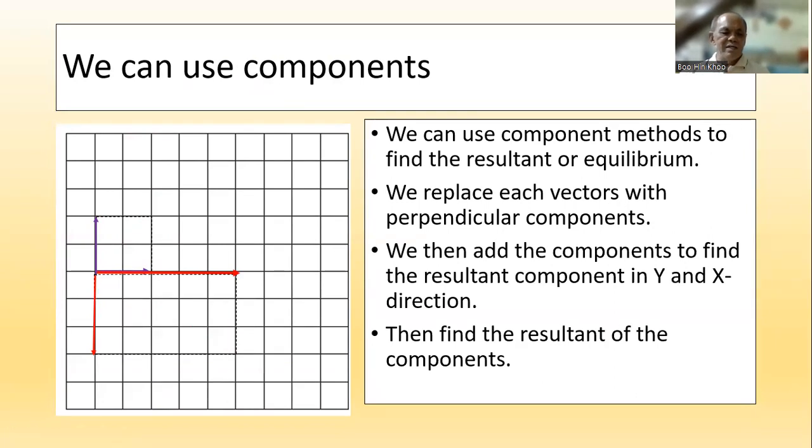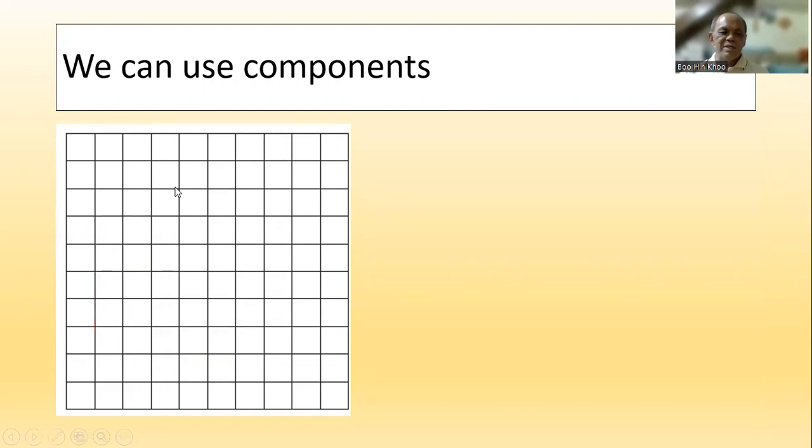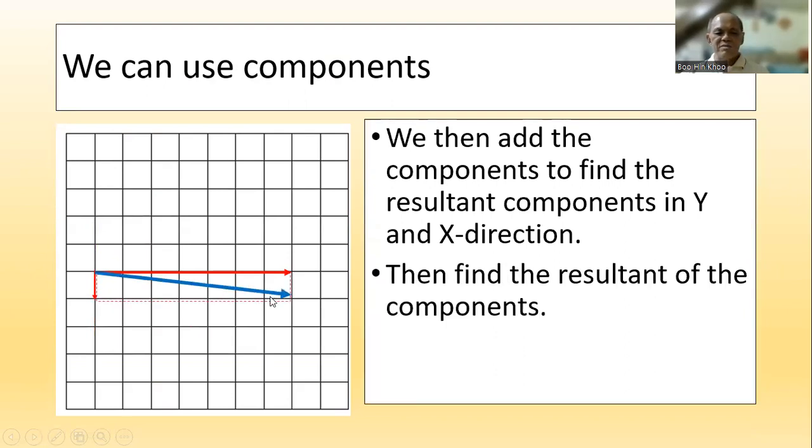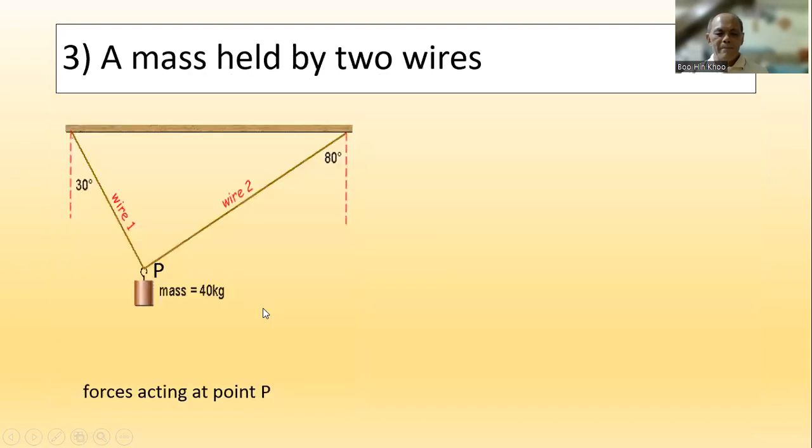Then we can find the resultant force in x and y direction. This is 3 square, this is 2 square, so we still got 1 square. Right? This is 5, this is 2, so this is 7. 2, 4, 6, 7. To complete a rectangle, right, in the y direction, the x direction, complete the rectangle, and then find the resultant.